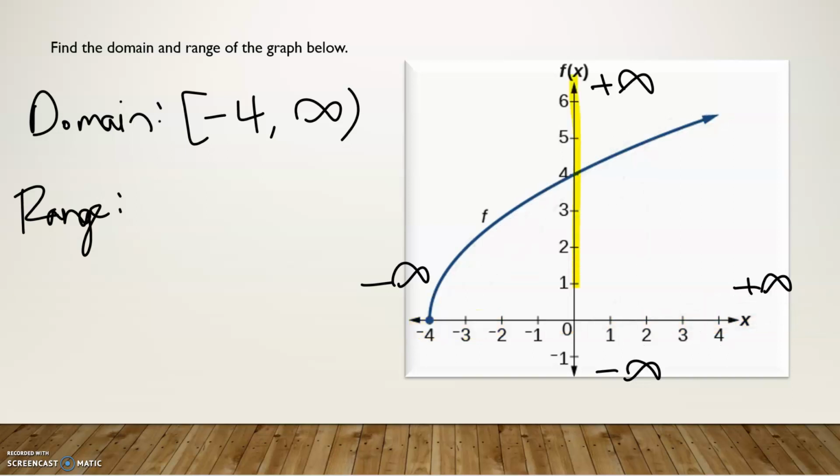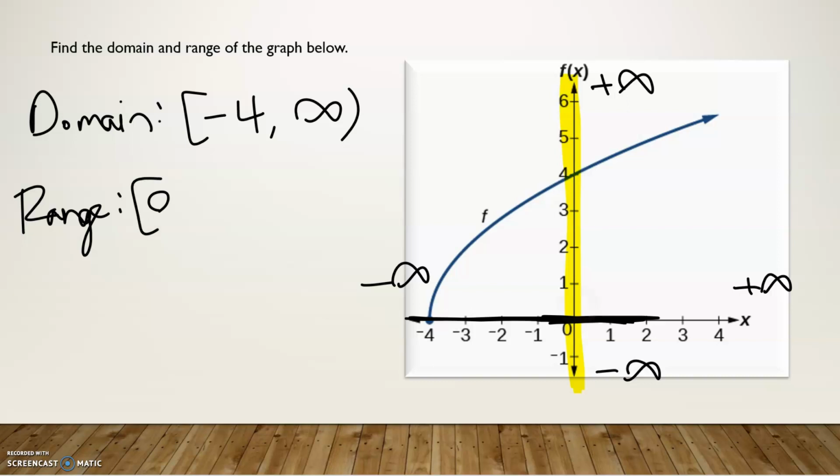Okay, so range would be your y values. Looks like it's starting right here for your y values. There it is right there. So it starts at 0 for y and includes 0.